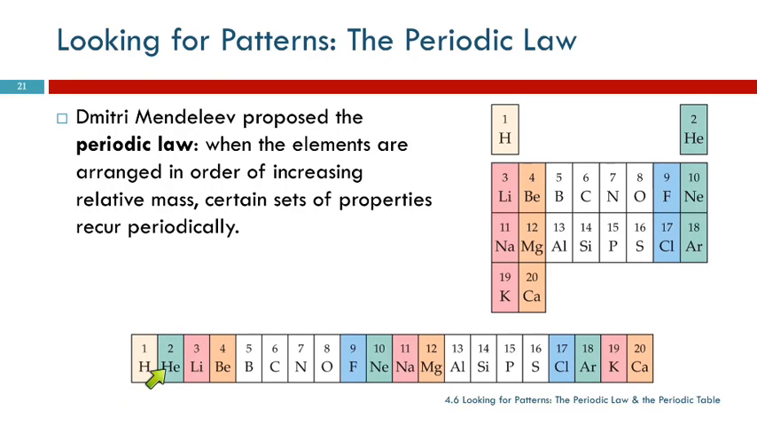So he observed these recurring properties, and he arranged the elements so that those recurring properties lined up in columns. And this became known as the periodic law, that when you order the elements in this way, you get recurring properties. The properties recur periodically in a certain period.